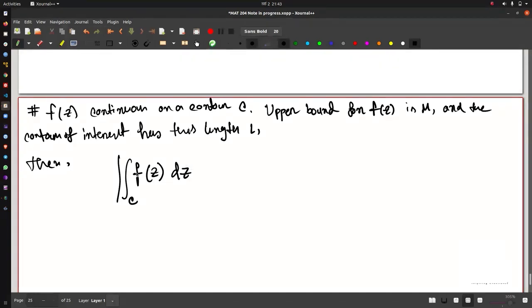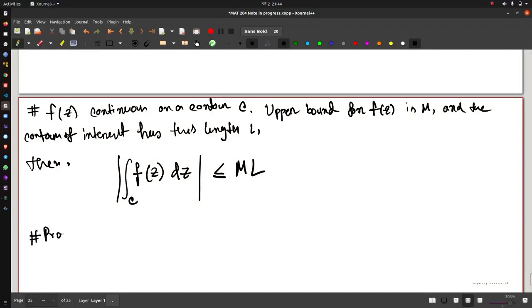Note that I'm not using a simple closed contour. So it can also be applied for open contours as well, for example, a line, a semicircular arc, and so on. This is less than or equal to ML. How do we prove this?